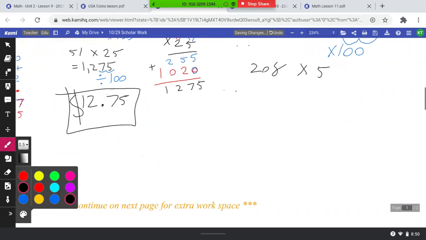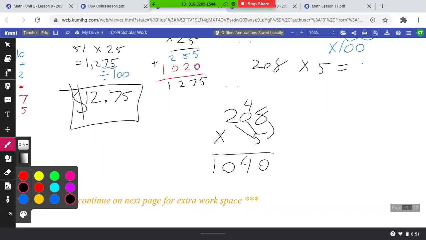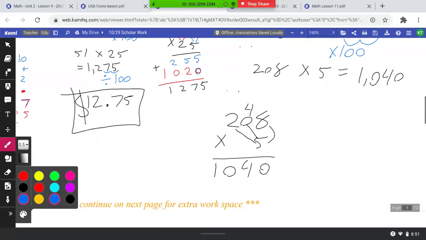You can do an array. You can do standard algorithm. I'm going to do standard algorithm just so we get practice, because y'all know how to do an array. 5 times 8 equals 40. I'm going to put the 0 here and the 4 in the added. 5 times 0 equals 0 plus 4, 4. 5 times 2 equals 10. I get 1,040.